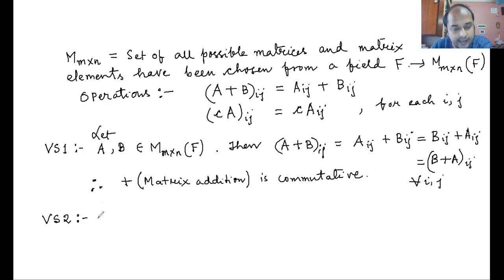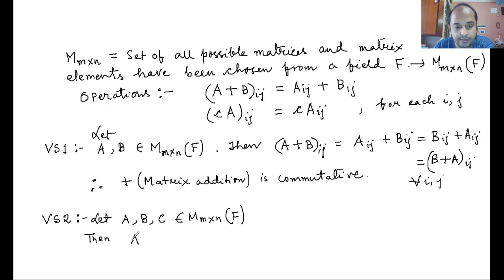VS2 is about the property of associativity. I have to check whether the things are associative or not. So let us consider for checking the associativity property, I must consider three elements from the set of vectors. So I am choosing A, B, C from the set of matrices.